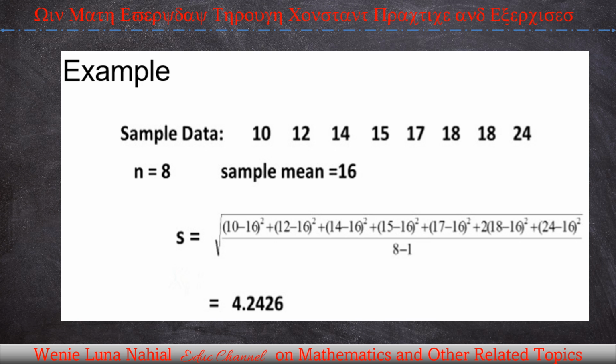Then for the standard deviation, you have to subtract 16 from 10 and then raise it to the second power. Subtract 16 from 12 and raise the difference to the second power, up to the last observation. Then divide it by the number of observations minus 1. So what you will get inside the square root symbol, the radical symbol, is variance. But since you are going to get the square root, this one is the standard deviation.